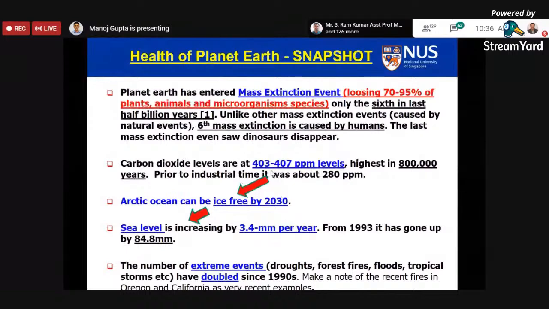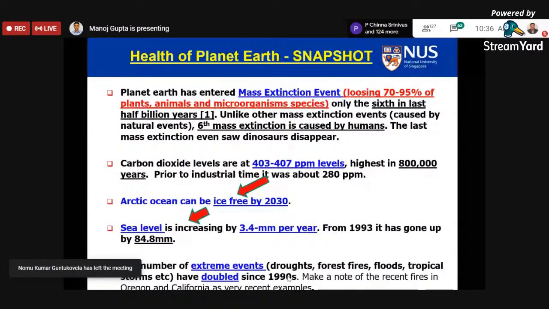We have seen that carbon dioxide levels are the highest in the last 800,000 years. And because of this high CO2, global warming is more, and the Arctic Ocean can be free from ice by 2030. That will increase the sea level. Its impact on low-lying countries, including our own country and countries like Maldives, Fiji, Bangladesh, you may lose them, most of it actually.